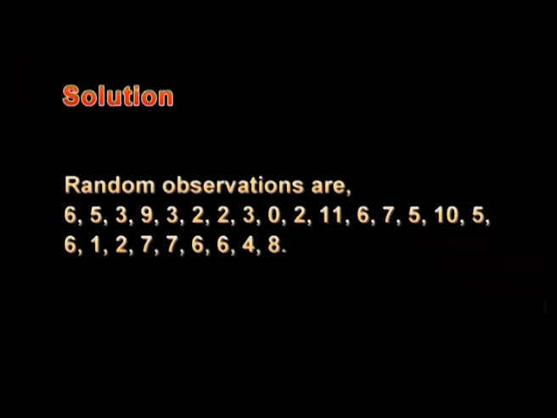Once we obtain the cumulative probabilities, we can find the range for the random numbers and simulate random observations from the Poisson distribution. Hence, we get the random sample as 6, 5, 3, 9, 3, 2, 2, 3, 0, 2, 11, 6, 7, 5, 10, 5, 6, 1, 2, 7, 7, 6, 6, 4, and 8.